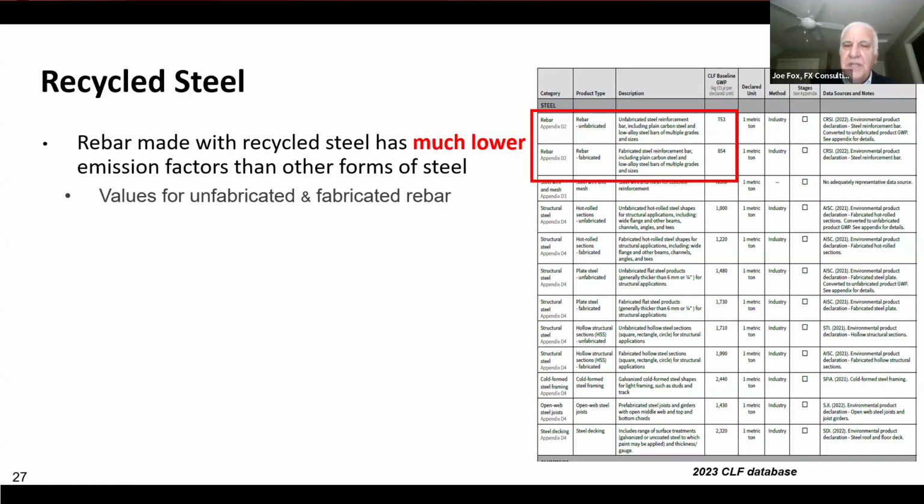We come back to this table, and here is the data for rebar. I know it's a little bit hard to see. There are two different types, fabricated and unfabricated. But you see here values of 753 and 854.